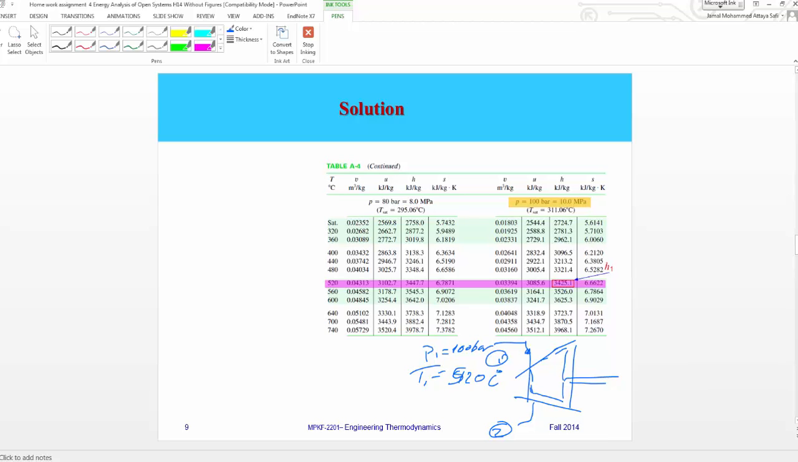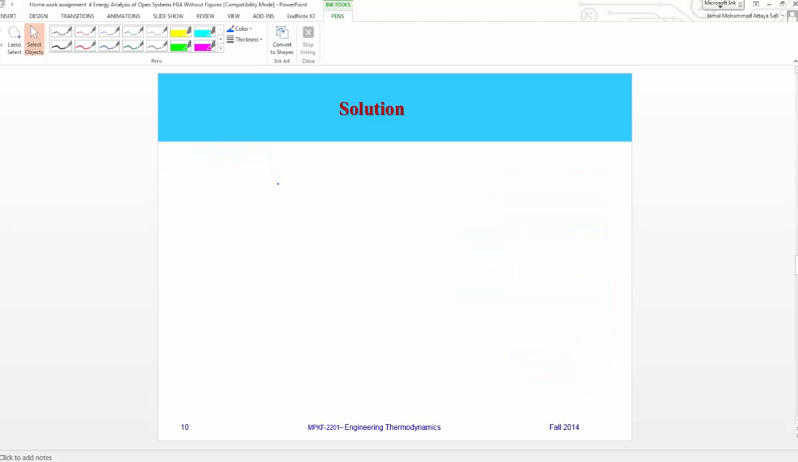And if you go to the superheated tables, of course you can again check if you're in the superheated region or not, but here I know that I'm in the superheated region, and I have the pressure, which is 100 bar, and the temperature is 520, and then I can read H1. So this is H1, I can write here, is 3425.1. So I know H1 now.